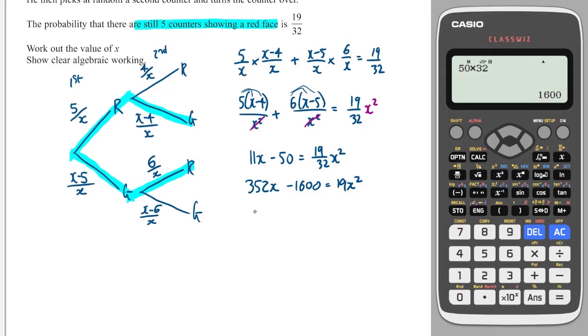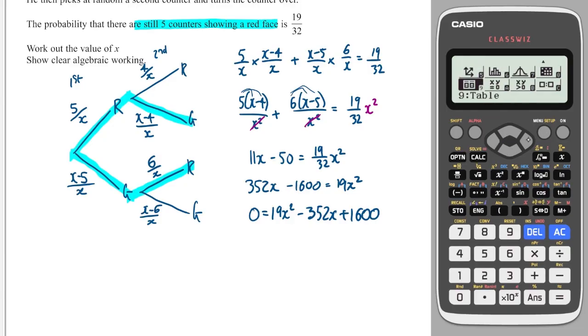We can move everything over to the right side to get 19x squared minus 352x plus 1600. Now this is a tricky quadratic, very tricky one to solve via factorization. So I'm going to show you a little trick which you can use in your exam. You can go to equation, polynomial, degree 2, and you can type 19, minus 352 for the x, and plus 1600. And this gives me one answer and two answers.